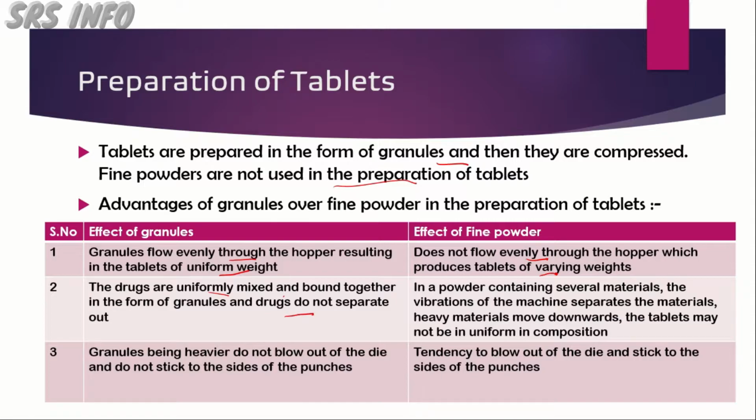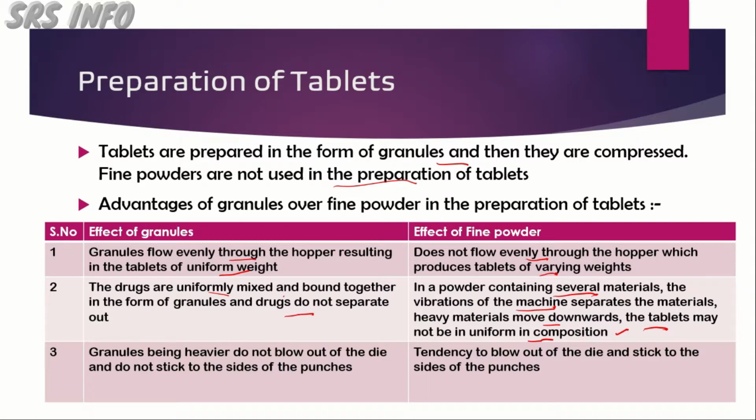But when we use fine powders containing several materials, what will happen? The vibrations of the machine separate the materials, which leads to heavy materials moving downwards. Then the tablets may not be uniform in composition.